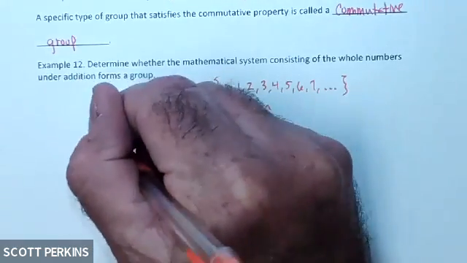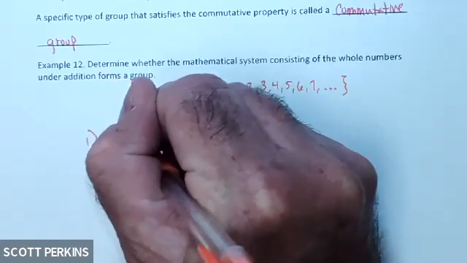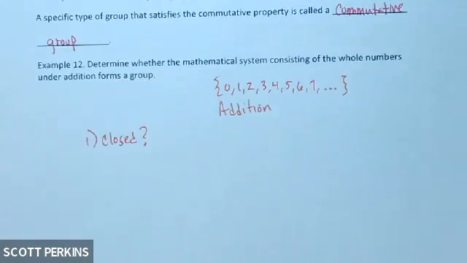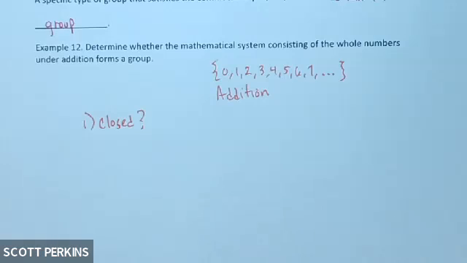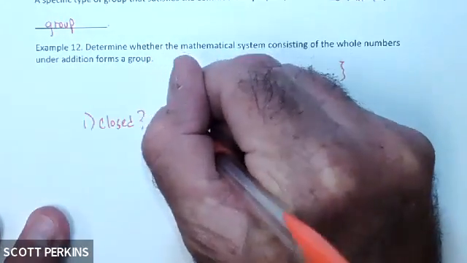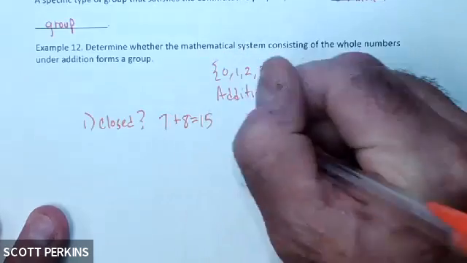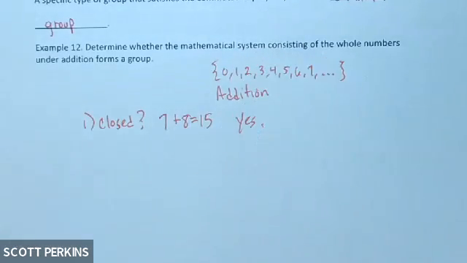Step one. Is it closed? Well, we answered this question earlier. When I add any two whole numbers, do I always get a whole number? Yes. All I'm going to ask you to do here is write down an example, or a counterexample if it's not true. For instance, 7 plus 8 is 15. That leads me to believe, yes, it is closed. That was a previous example. So we're 1 for 1. Is it a group? Not yet, but it could be.